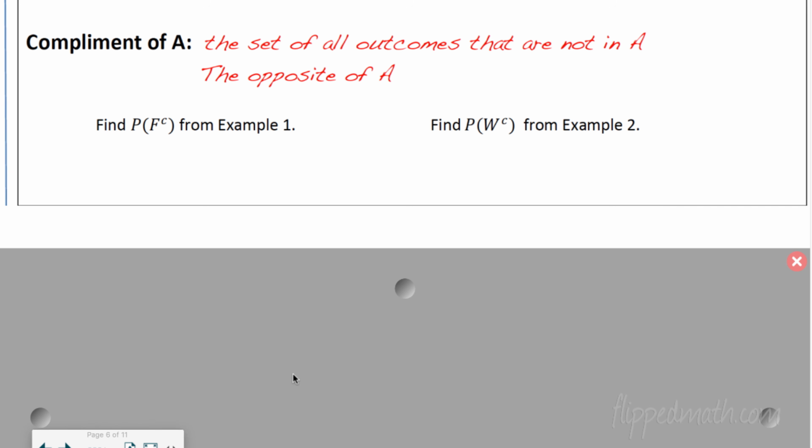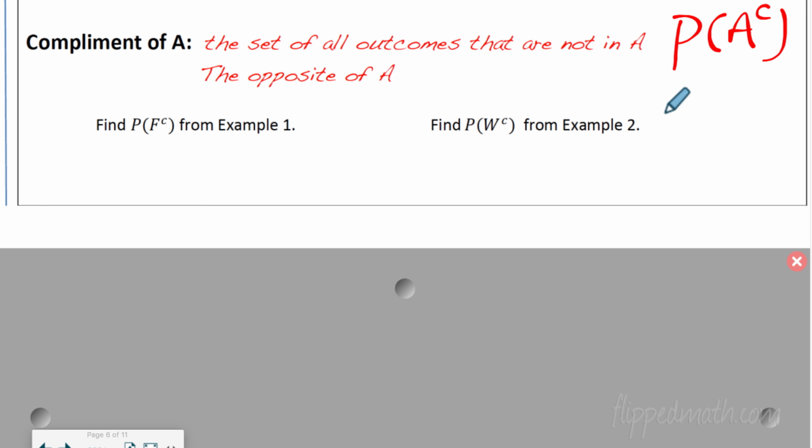The complement of A. Complement sounds like a good thing. It's actually the opposite. It's the set of all outcomes that are not in A. Okay, so the first example, find the probability of the complement of F. Now, how do we write complement? Well, we have to use some fancy notation here. The complement of A would be written as the probability of A, but we put this little C next to it, and that C means the complement. It means the opposite, everything that's not whatever A is.